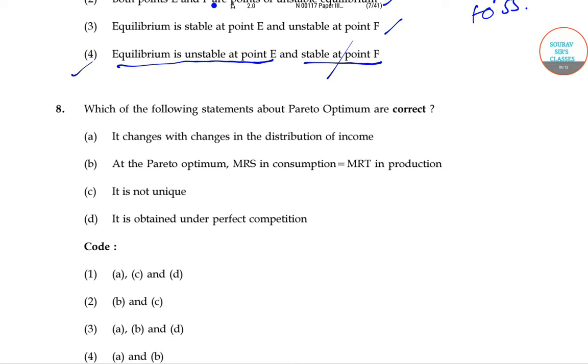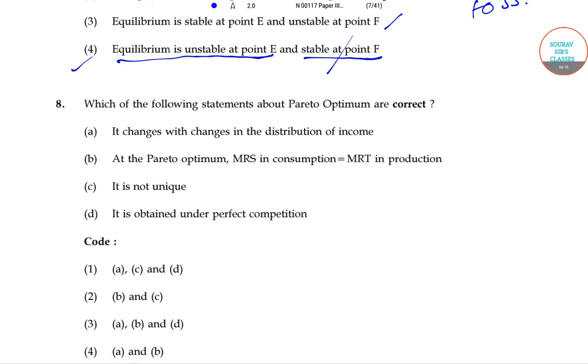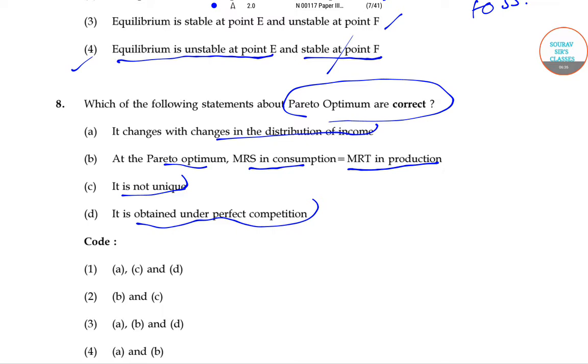In question number 8 it is given, which of the following statements about Pareto optimal are correct? It changes with changes in distribution of income. At Pareto optimal, MRS in consumption equals MRT in production. It is not unique and it is obtained under perfect competition. So we have to figure out which of them are correct about Pareto optimal. First of all, the statement that Pareto optimal gives a unique solution is not right, so obviously this is not right.